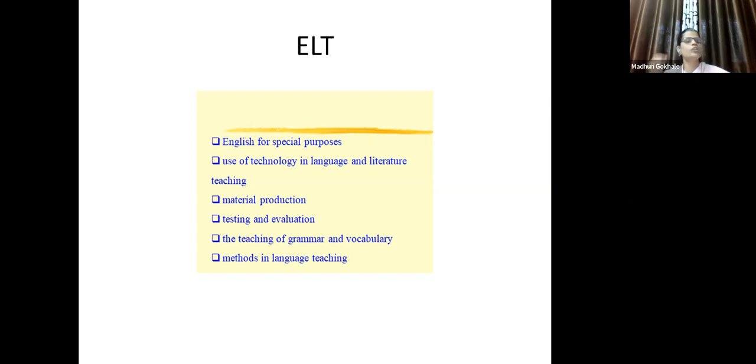It could be teaching of grammar and vocabulary. You can also work on methods in language teaching. So I think if you keep all these aspects in mind, your research will become good. Your research will have the aspect of design, creativity, bringing change, activity orientation, testing and evaluation, so that your research becomes complete. Okay.